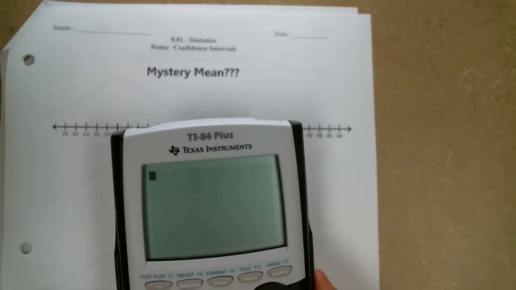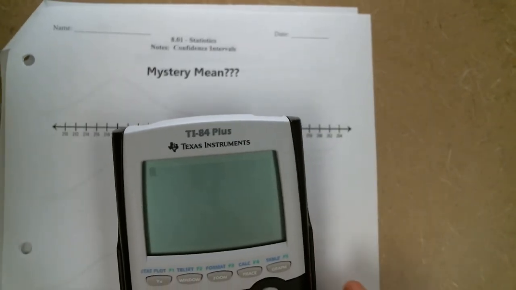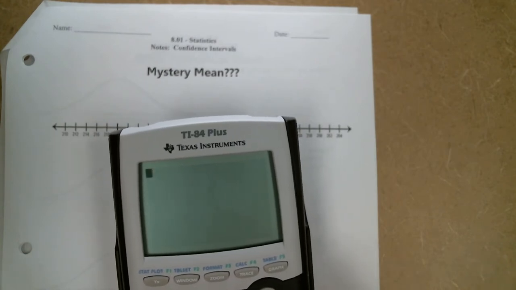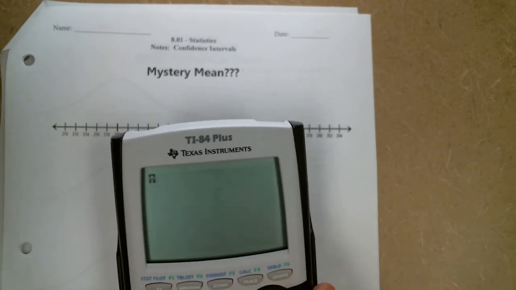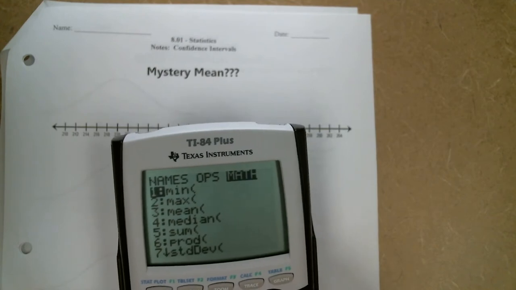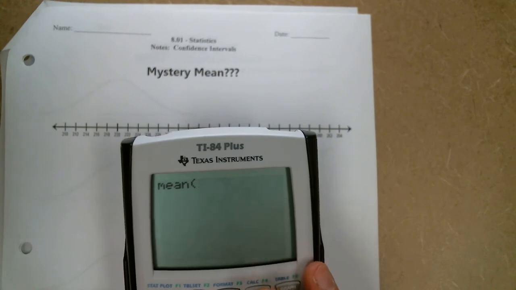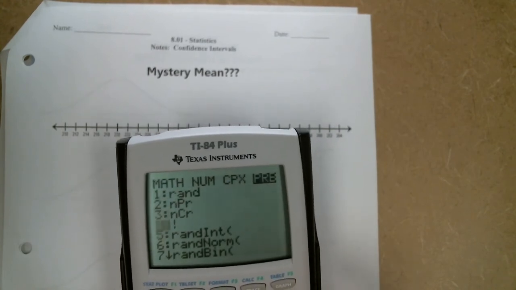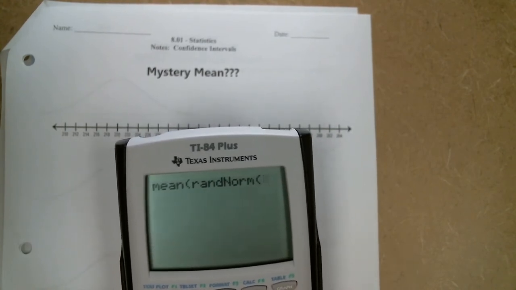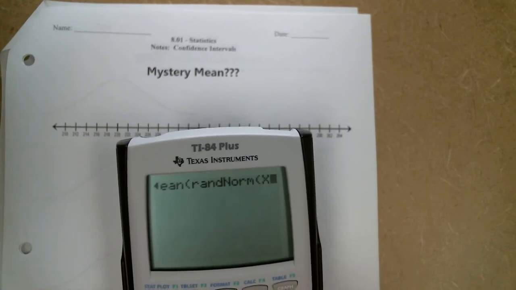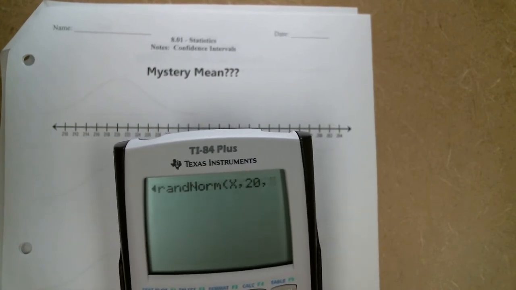So how are we going to estimate that? Well, we're going to take a sample, and from that sample, we're going to calculate a value. I'm going to actually do that on the calculator. This isn't something you need to know how to do, nothing you're going to be asked to reproduce, it's just for the activity we're doing right now. So I'm going to go to second, list, math, mean, and then math, probability, random number: X, comma, 20, comma, 16.